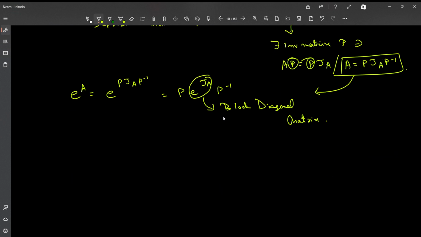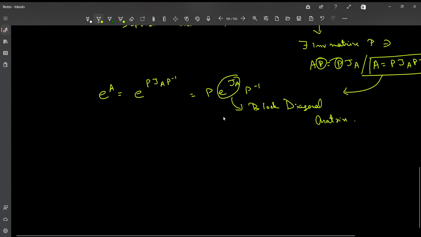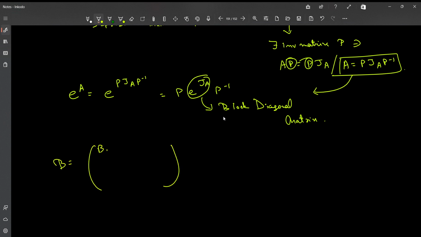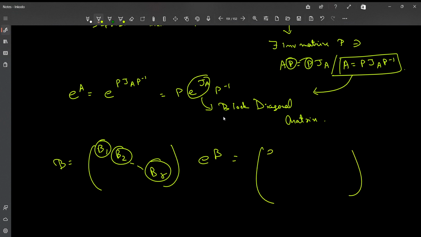Suppose you have B to be a matrix of this form, with blocks B1, B2 till Br, where each of these are matrices. Then e to the power B is the matrix with blocks e to the power B1, e to the power B2, and so on till e to the power Br. Again, these are also matrices, right?